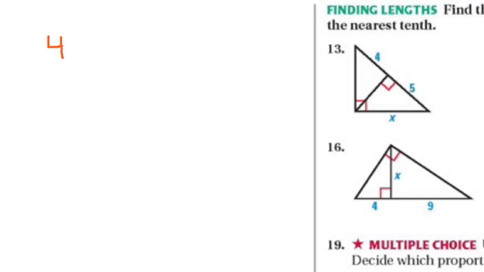So 4 is to x, and you're always going to repeat the altitude. So that's always going to be the repeated part of the proportion. 4 is to x as x is to 9.